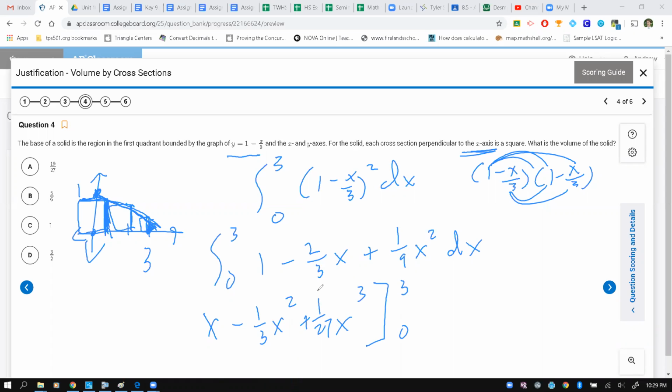So I'm going to plug in 3 to all these x's, plug in 0 to all these x's, and then subtract my two answers. The nice thing is if I plug in 0, it's just 0. If I plug in 3, what would we get? We'd get 3 minus, what?